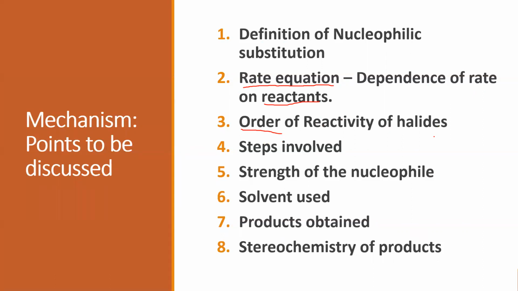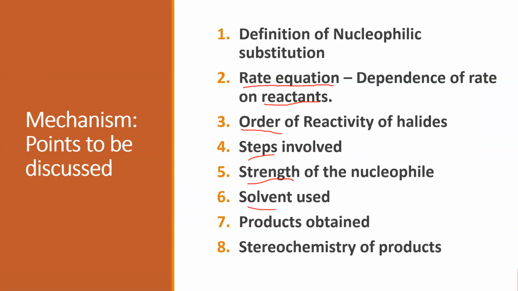With respect to SN1, SN2, is there a difference? We look at that. We look at the steps involved. What are the various steps involved in the particular mechanism? Then we look at the strength of the nucleophile. What should be the strength of the nucleophile that is used?